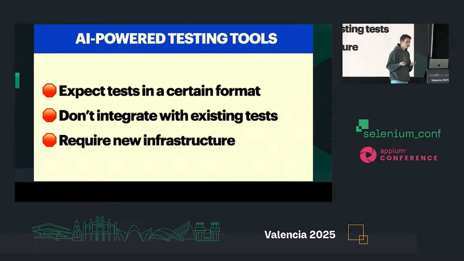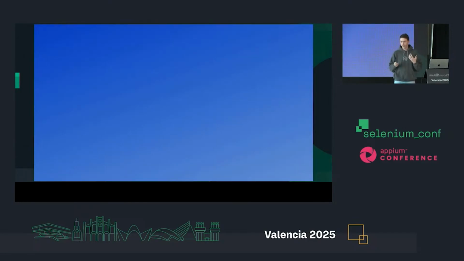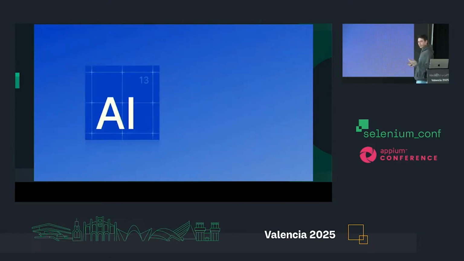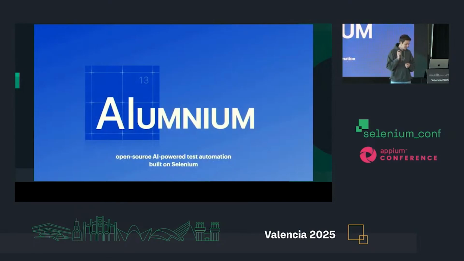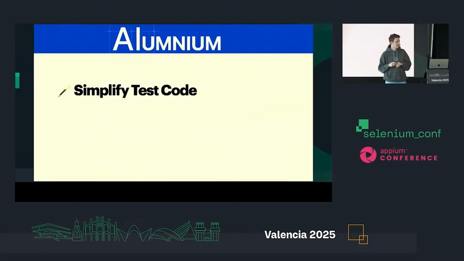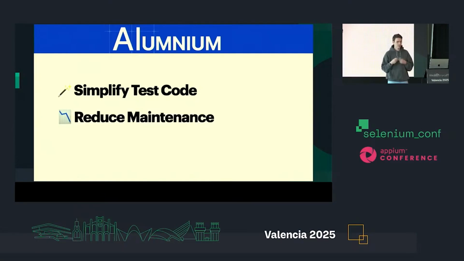So as a responsible member of the open source community, I had nothing left but to create my own, which is called Alumnium. And it is an open source AI-powered test automation built on Selenium. I hope you really appreciate these PowerPoint style animations. I think it's great. So Alumnium is a tool that allows you to simplify test code, not having to write all this complex page object support code. This way gives you a way to reduce maintenance, because you just don't have that code. You don't have this code written in the first place. You don't need to support it.